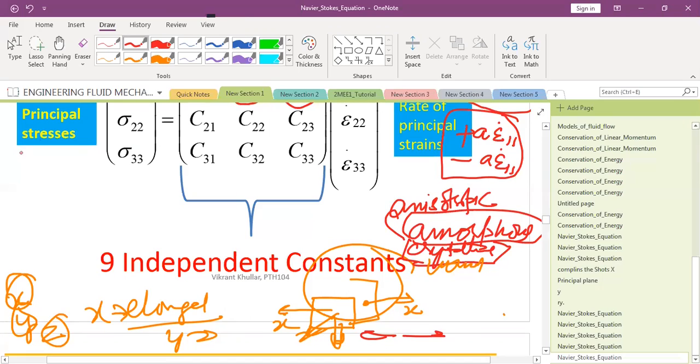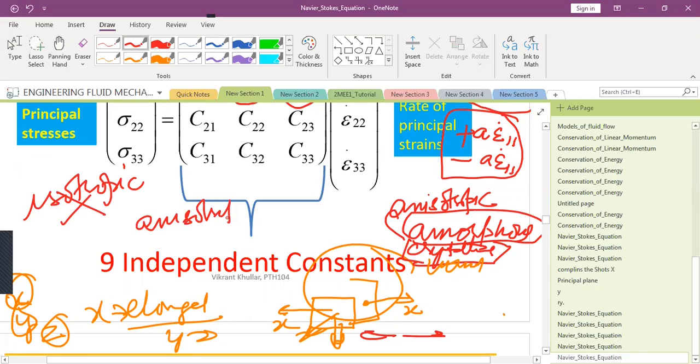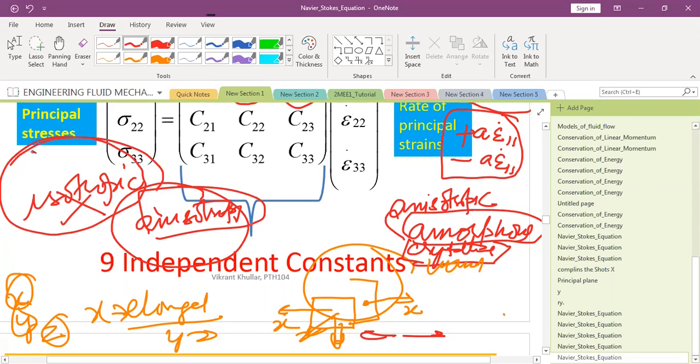So there is no isotropic material as such in reality. All materials have some anisotropy. आइसोट्रॉपिक आइडियल केस हो गया सर? Isotropic is an ideal case. So अगर किसी मटेरियल में anisotropy कम है, we can treat this as isotropic material.